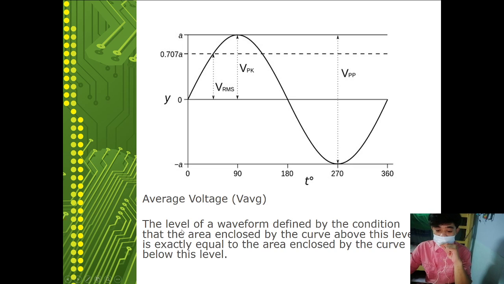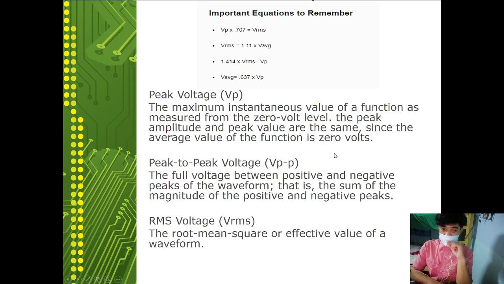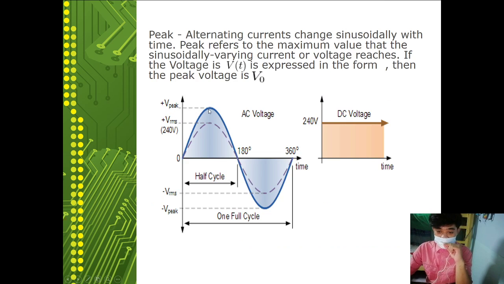Average voltage is the level of a waveform defined by the condition that the area enclosed by the curve above the level is exactly equal to the area enclosed by the curve below this level. So, going back, this is the peak, this is the VRMS. Peak to peak would be from the positive to the negative.